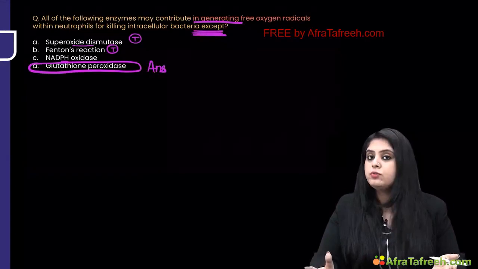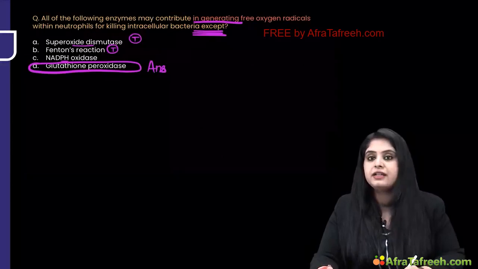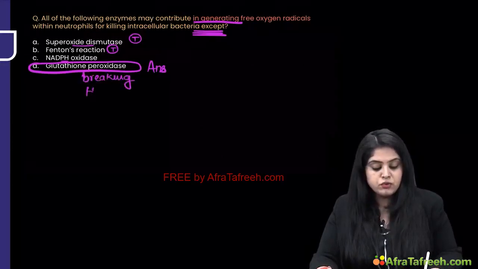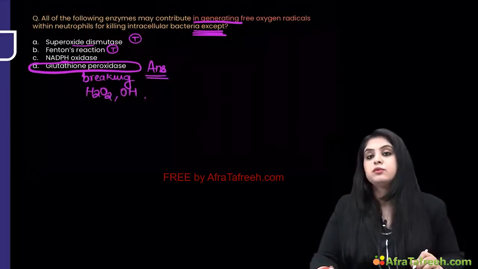Even if I don't know all the options, I know that glutathione peroxidase was very, very good. It was not making radicals. It was going to cause protection. It breaks H2O2 as well as hydroxyl. So that is the answer over here.